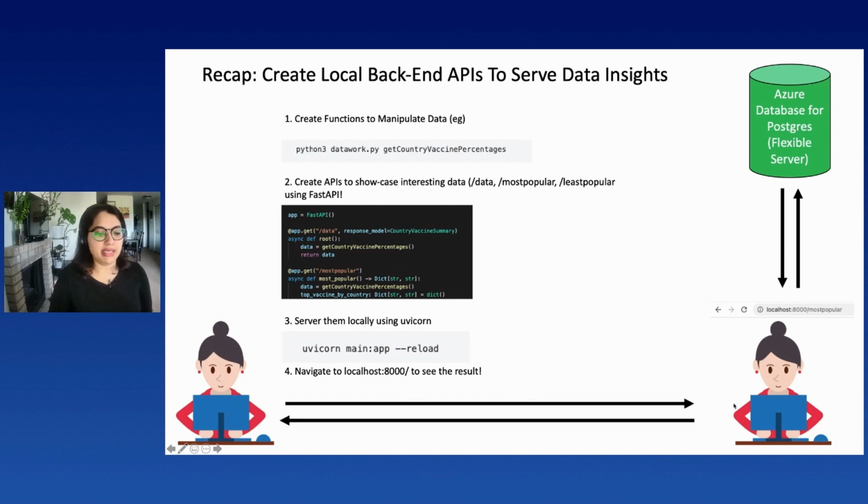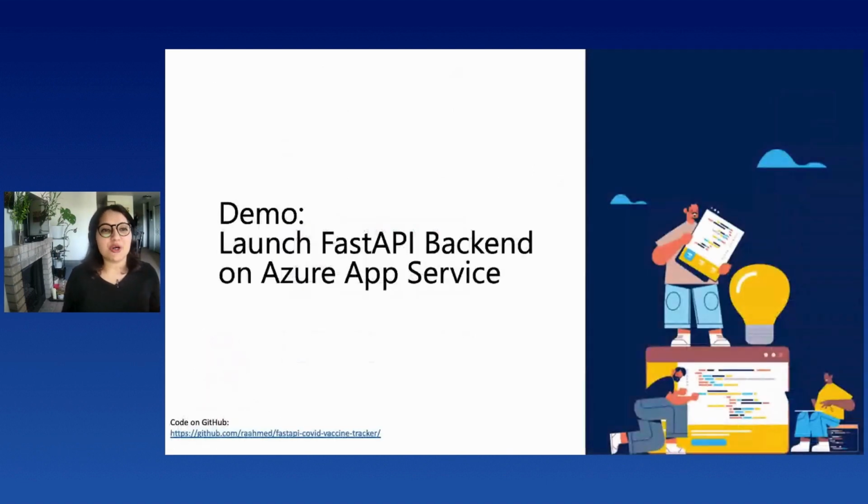So you can see this is me. I'm connecting to my own local computer, which is connecting to a database. And my own local computer is running a FastAPI. So again, that's all good, but let's take it to the next level and launch this website actually on the web. And I'm going to do that using Azure App Service.